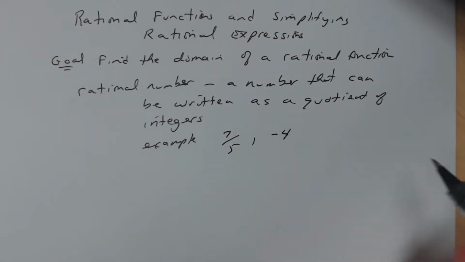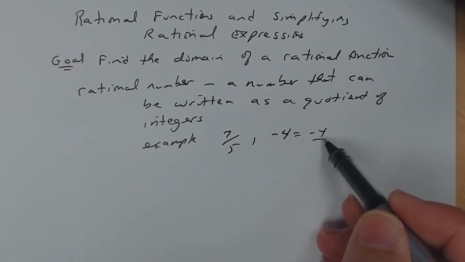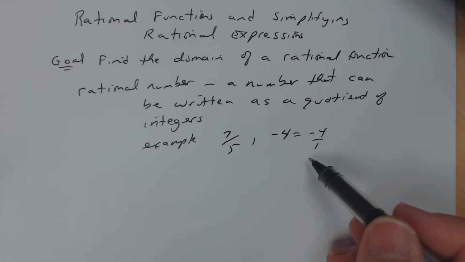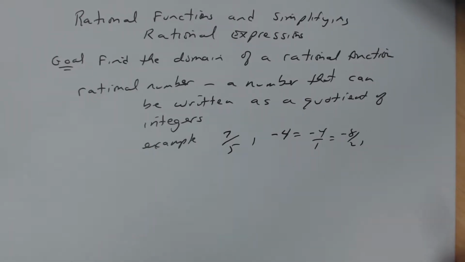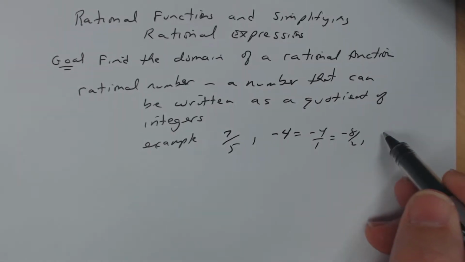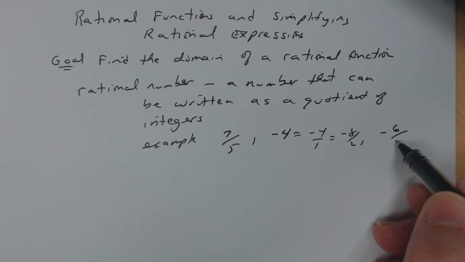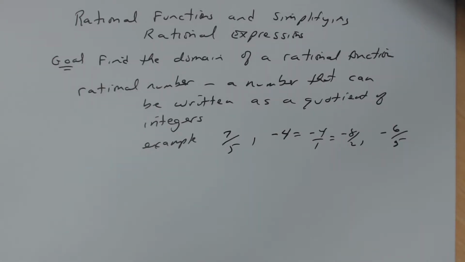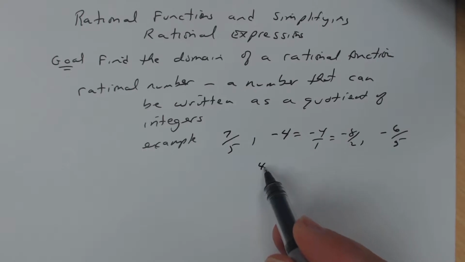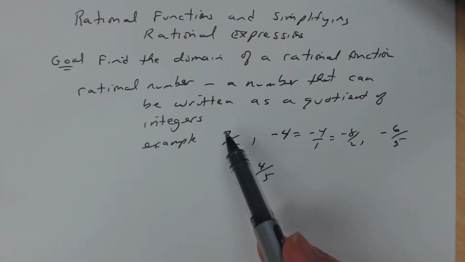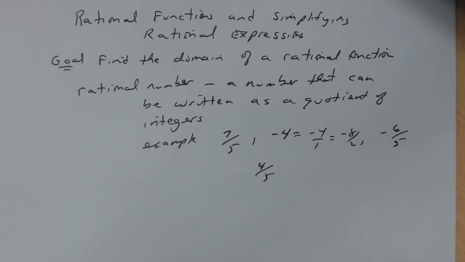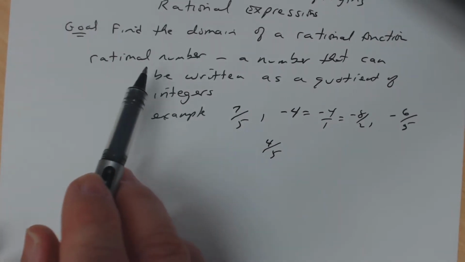Negative 4 is a rational number because I can write negative 4 as negative 4 over 1. I mean, there are other ways of writing negative 4, like negative 8 over 2, things like that. Negative 6 over 5 is a rational number. 4 fifths is a rational number. Those are all integers. The numerator is an integer. The denominator is an integer. So that's what a rational number is.